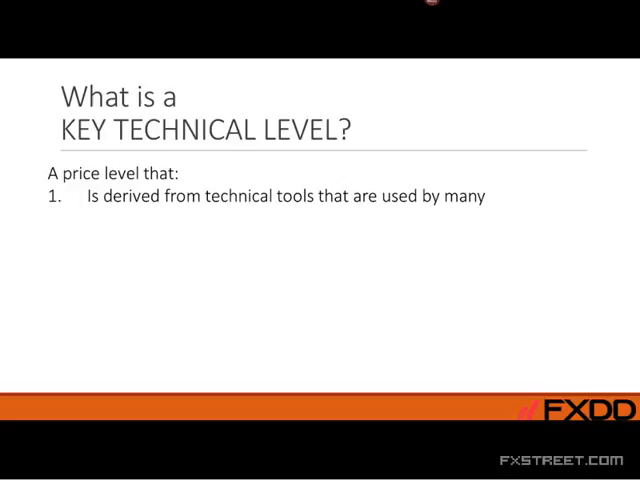So if we're going to find key technical levels, we have to find key technical tools that are going to be used by many. And then we have the chance that a lot of people are going to be dealing at the same time, at the same area, the smart people, that is. And that's actually going to work in our favor. And we have to use a price level that tells the trader bullish above, bearish below. I call them borderlines. Technical levels where it's either going to be bullish above and bearish below.